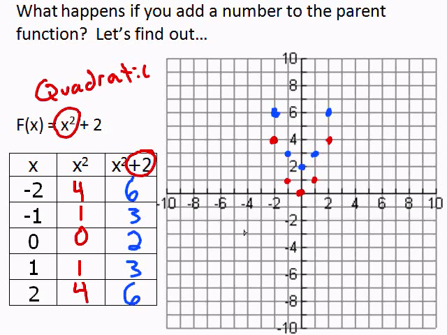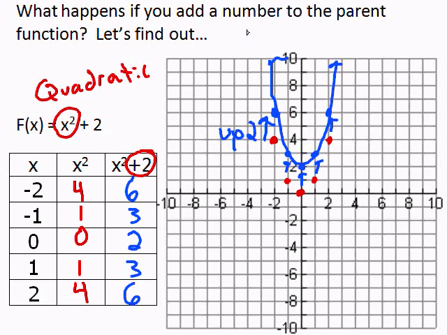What happened to your dots as you went from the red to the blue? Well, from the red to the blue, all of your dots went up 2. Notice we can go from every red to every blue dot by going up 2. So to answer our question, we can draw our new function, x squared plus 2.